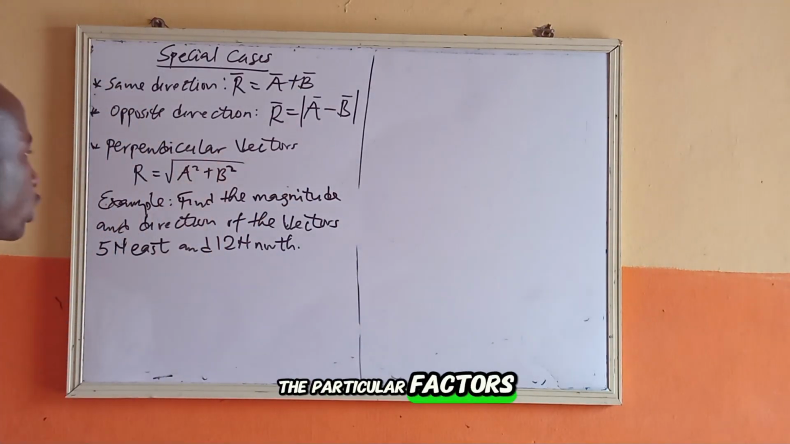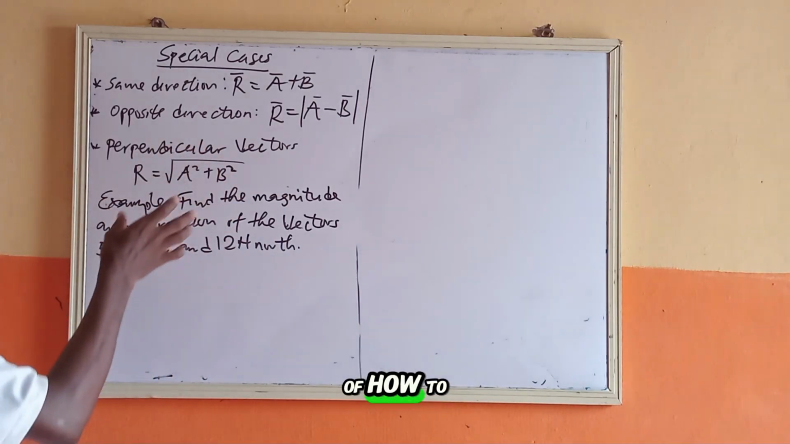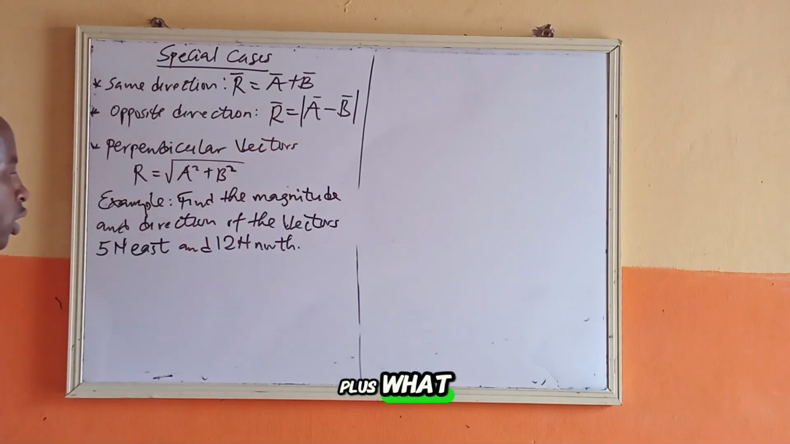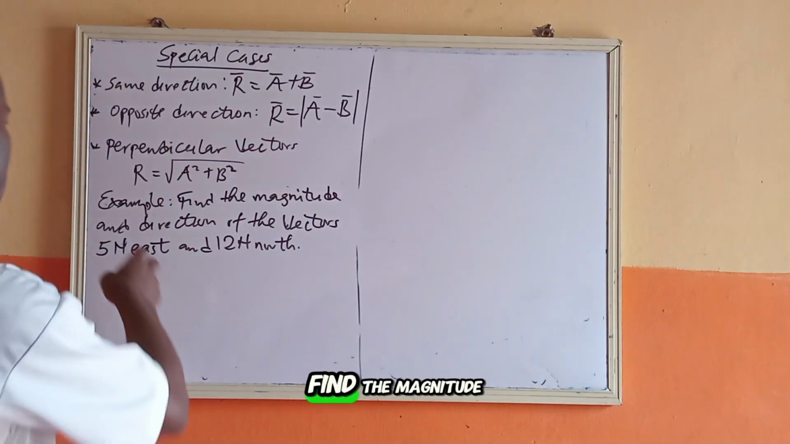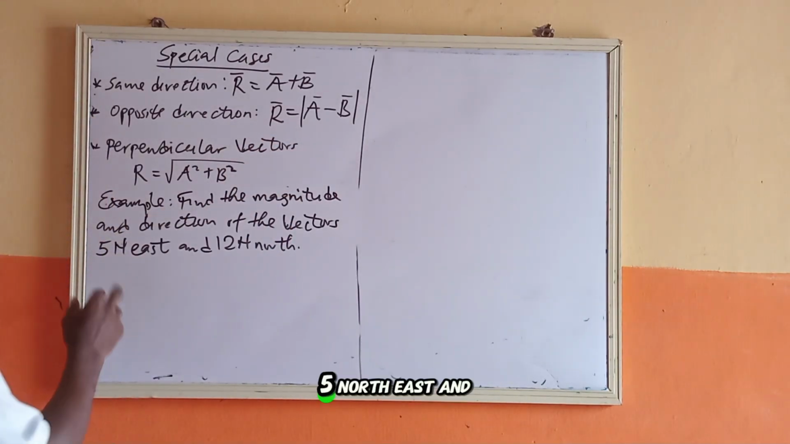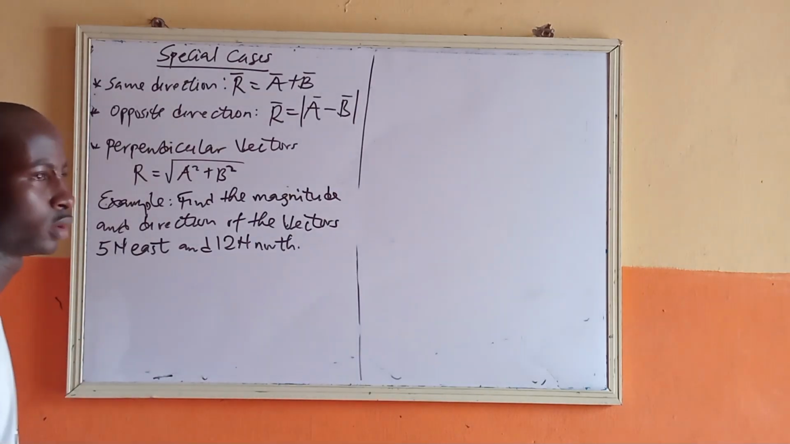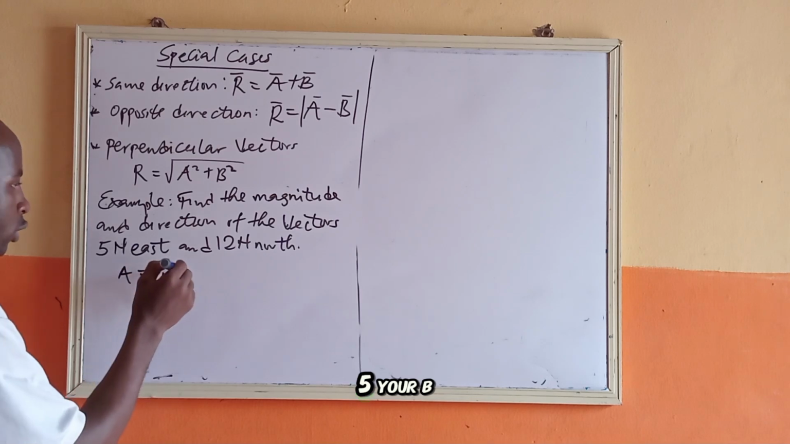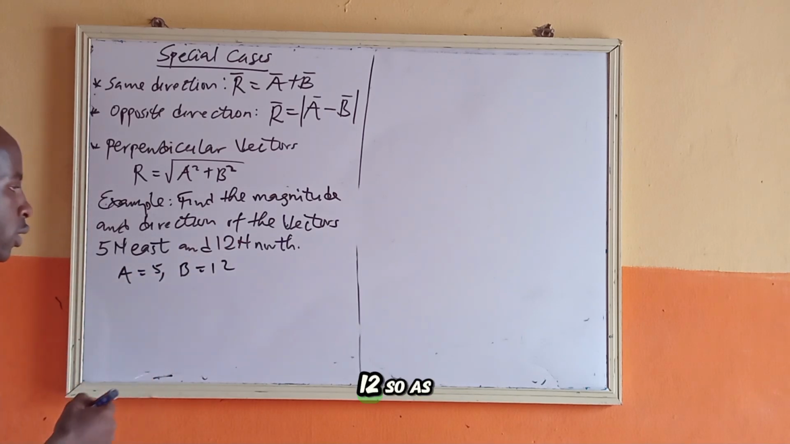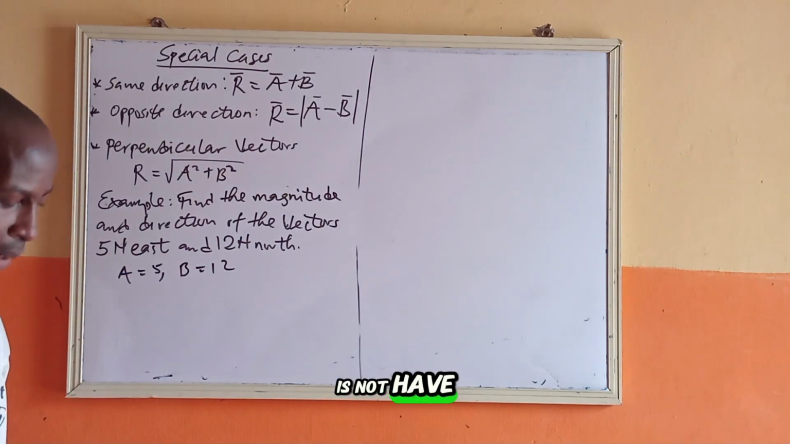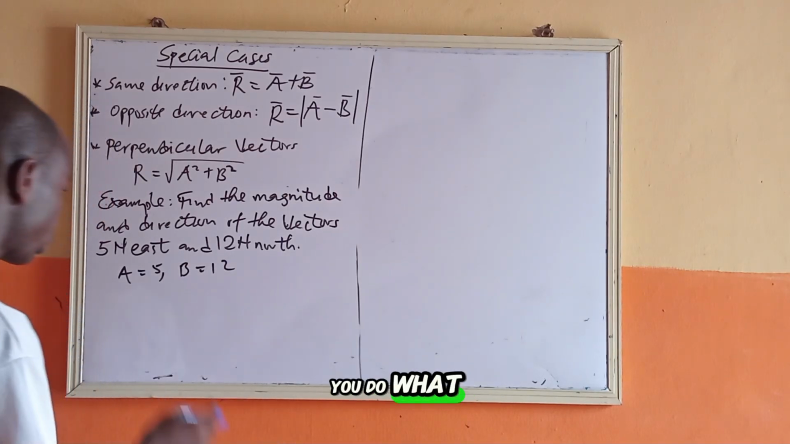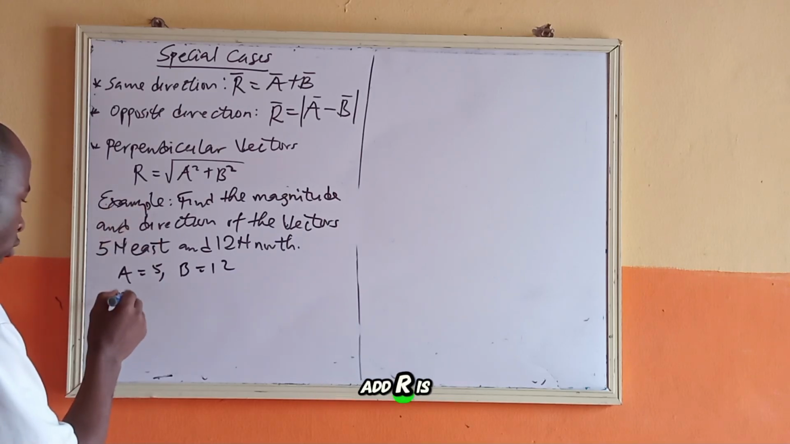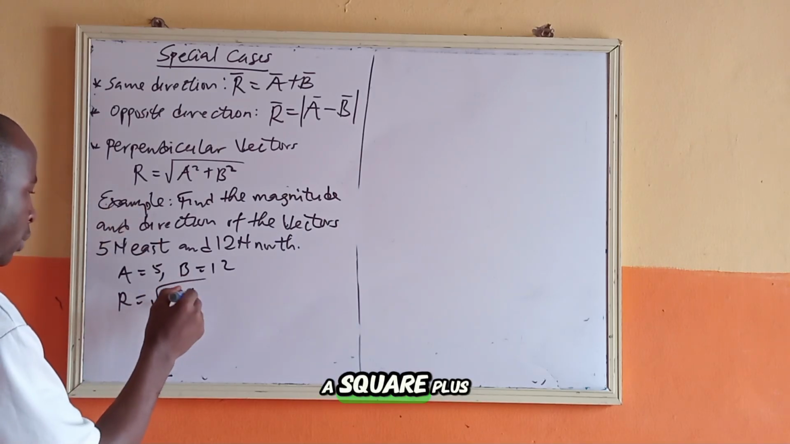For perpendicular vectors, the normal vectors, you use Pythagoras theorem: R is equal to square root of A squared plus B squared. Let's look at this question. Find the magnitude and direction of the vectors 5 east and then 12 north. All we need to do is, your A is 5, your B is 12. As we are having east and north, that means you add them. R is equal to square root of A squared plus B squared.